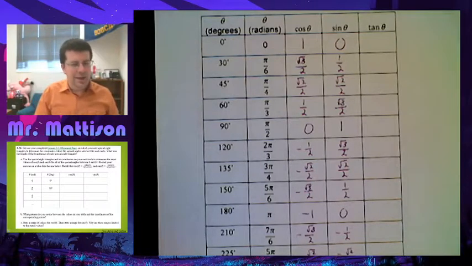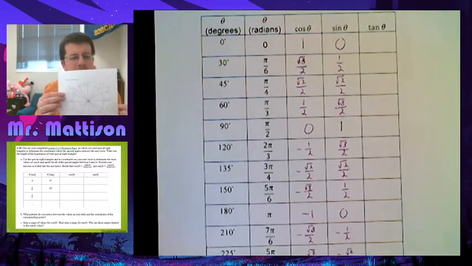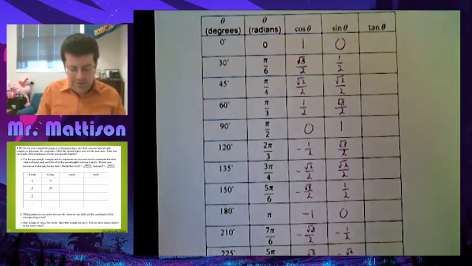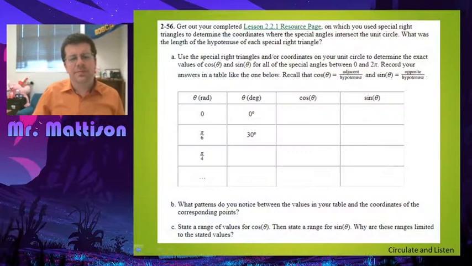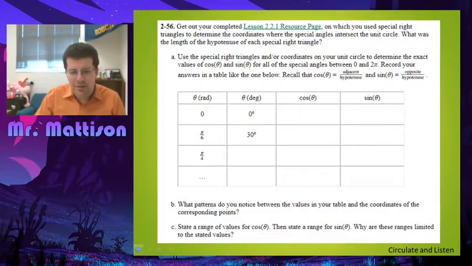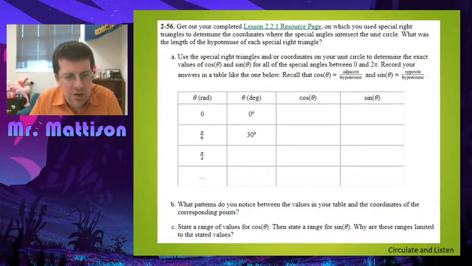It just kind of takes the same info we have on our circle and organizes it into a little bit more user-friendly of a chart for us. So now, if we take a look at part C here, we're trying to find the range of values for sine and a range of values for cosine.